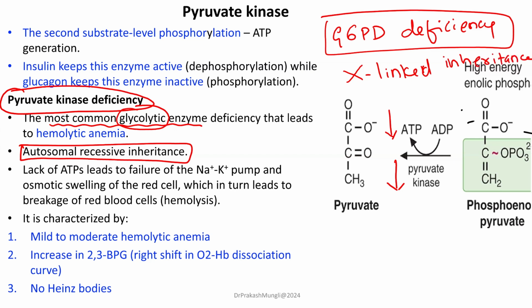X-linked means who will be symptomatic? Only males. Males are symptomatic, females are carriers. And that is what you see in G6PD deficiency. Whereas pyruvate kinase deficiency is autosomal recessive, that means both males and females are affected in the family. And that information will be given in the stem.